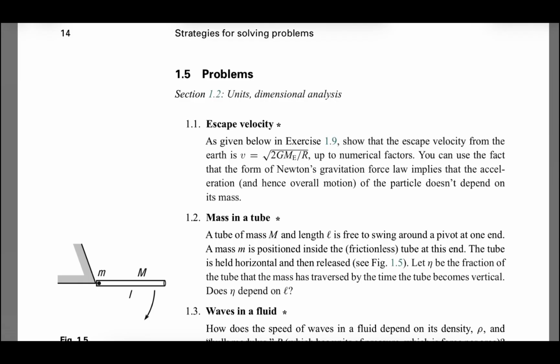Okay, let's move on to 1.2, Mass in a Tube. A tube of mass capital M and length L is free to swing around a pivot at one end. A mass of lowercase m is positioned inside the frictionless tube at this end.